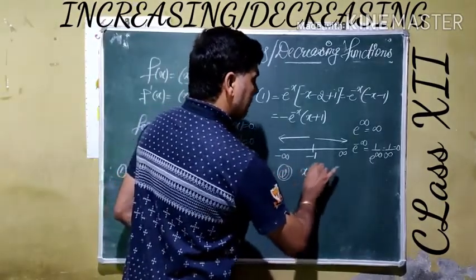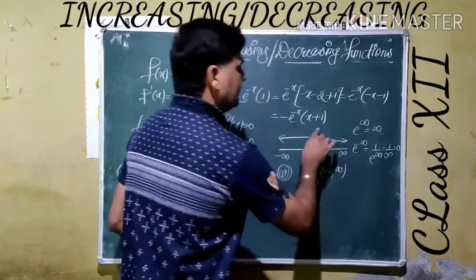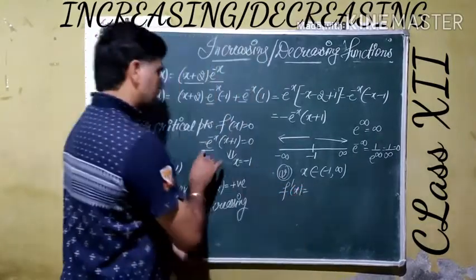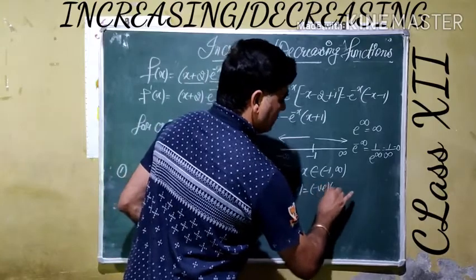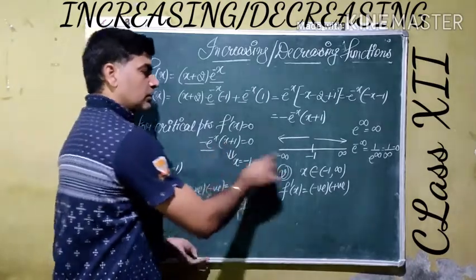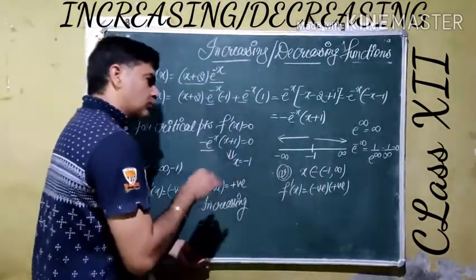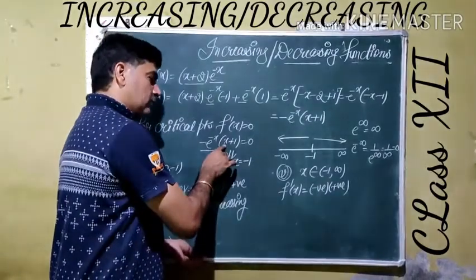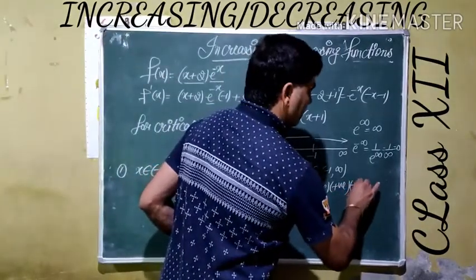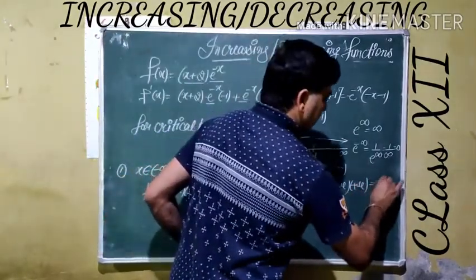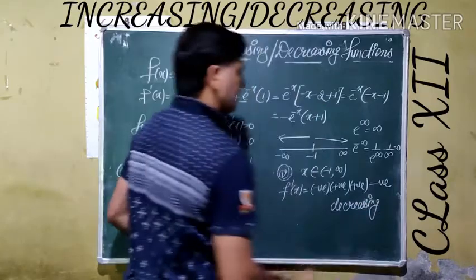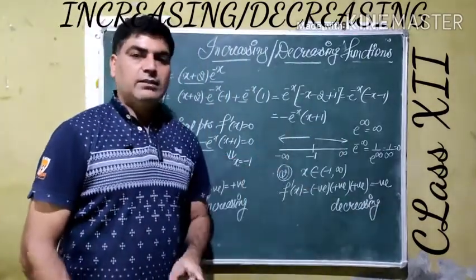In the second case, x belongs to minus 1 to plus infinity, meaning the right side of the critical point. Due to the minus sign it is negative, and e raised to a power is always positive. If we put a value greater than minus 1, suppose we choose one closer to it, like minus 0.9 with the minus symbol, minus 0.9 plus 1 gives us 0.01 with a positive sign. So the overall sign becomes positive, and the overall function sign becomes negative. So the given function becomes strictly decreasing on the right side of the critical point.